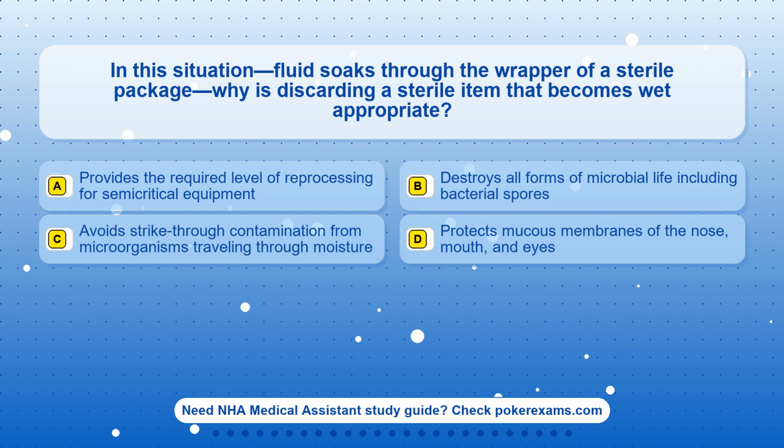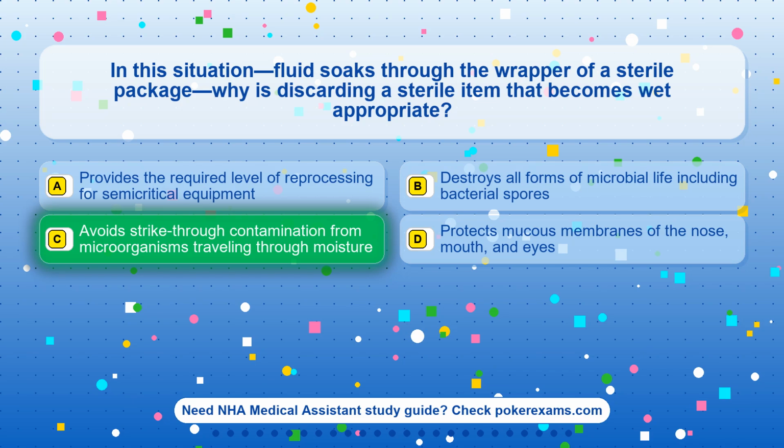Question 9. In this situation, fluid soaks through the wrapper of a sterile package. Why is discarding a sterile item that becomes wet appropriate? Option A, provides the required level of reprocessing for semi-critical equipment. Option B, destroys all forms of microbial life including bacterial spores. Option C, avoids strike-through contamination from microorganisms traveling through moisture. Option D, protects mucous membranes of the nose, mouth, and eyes.